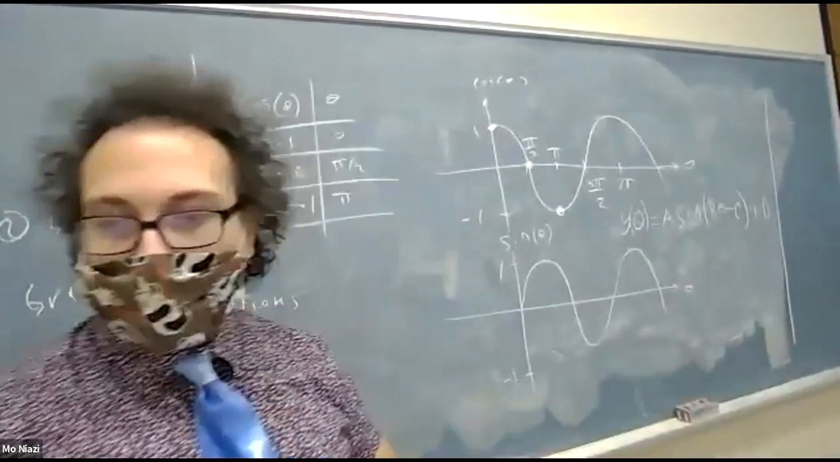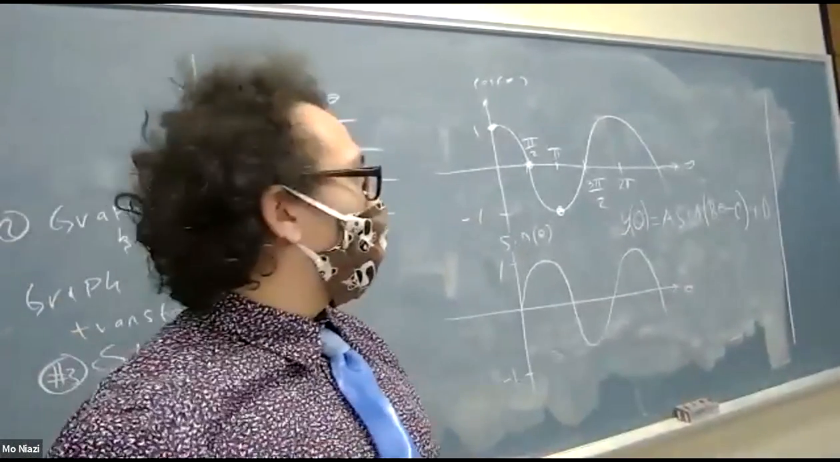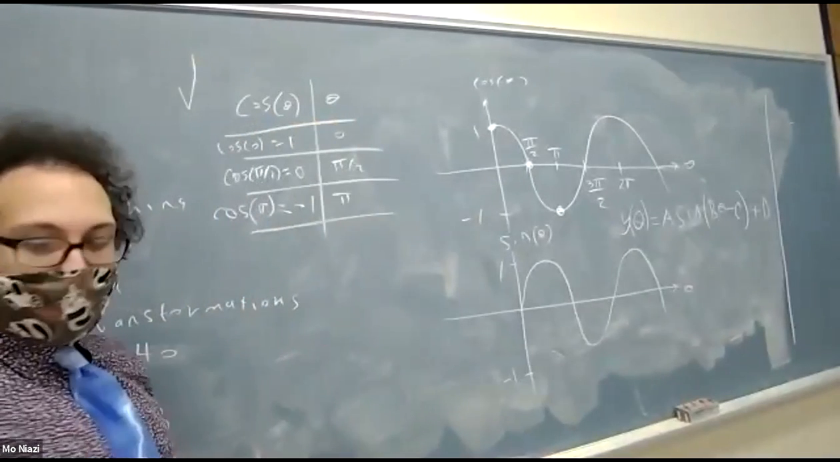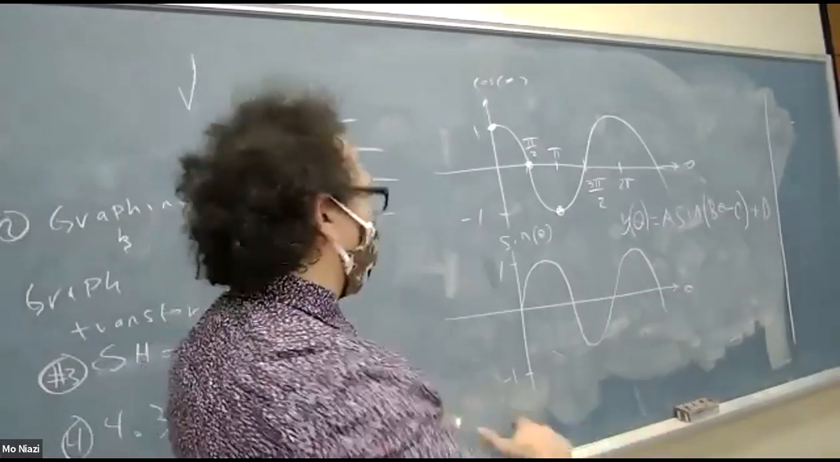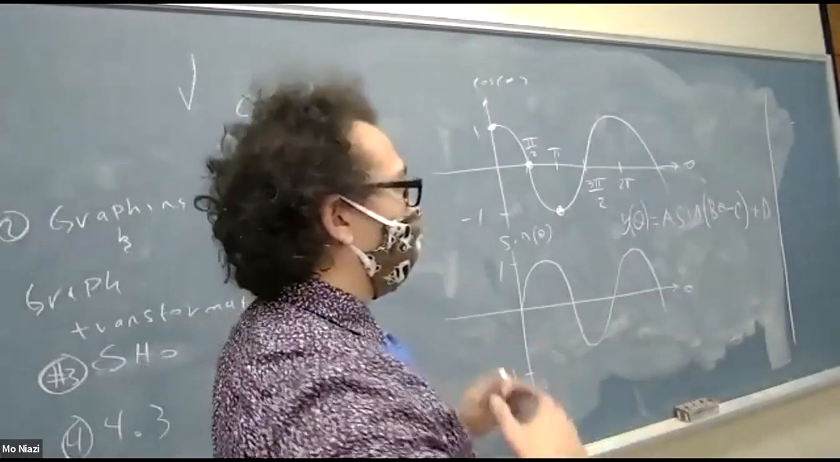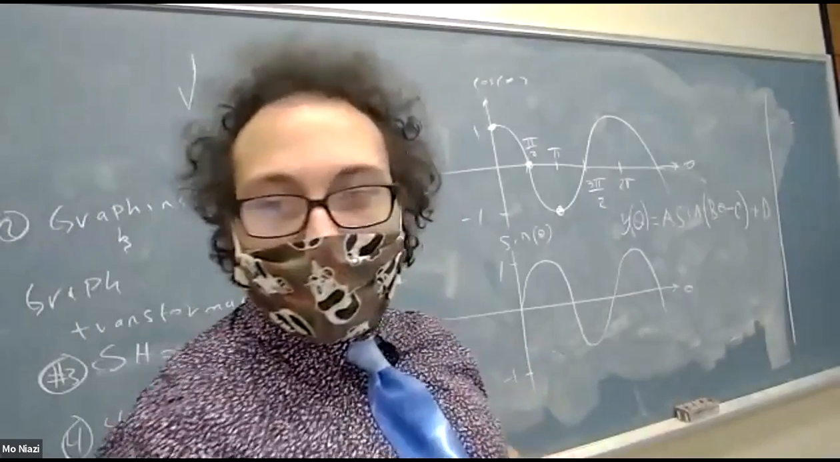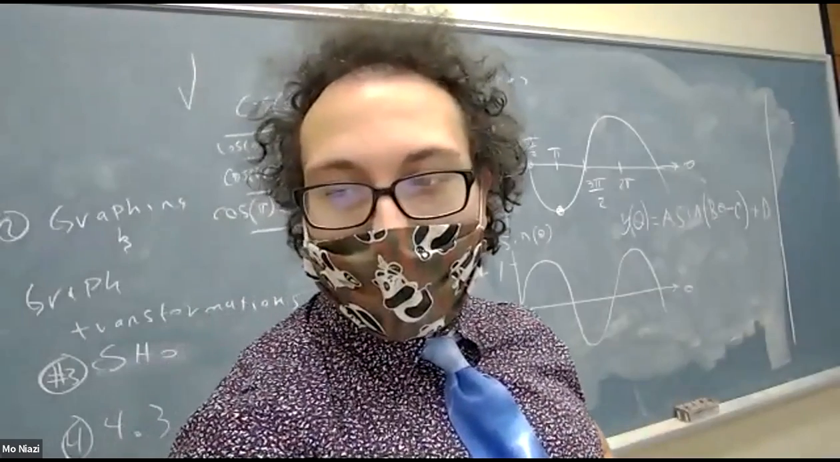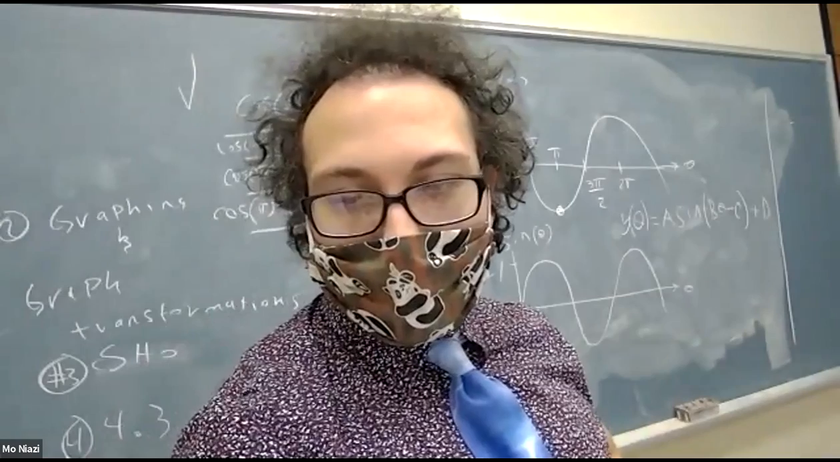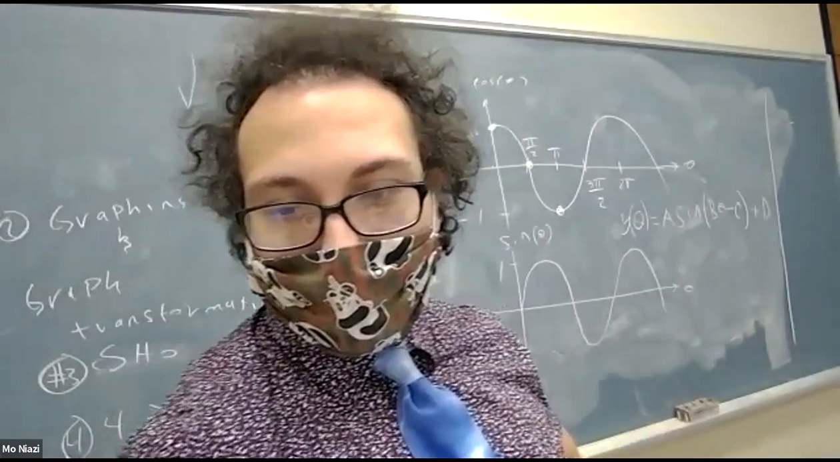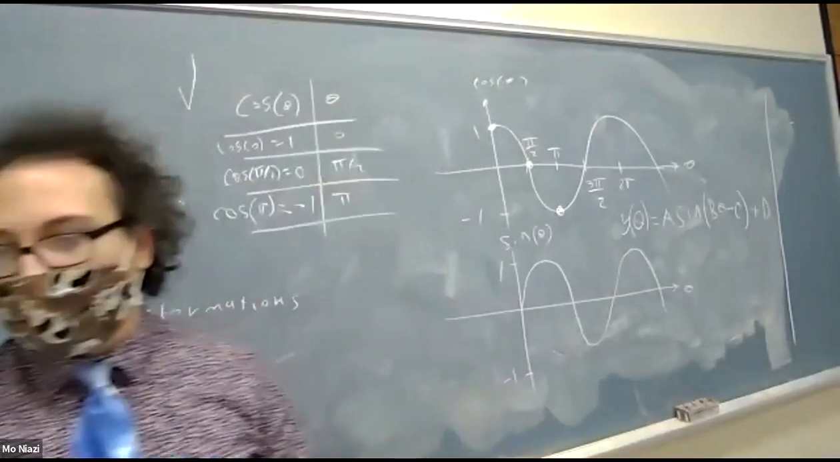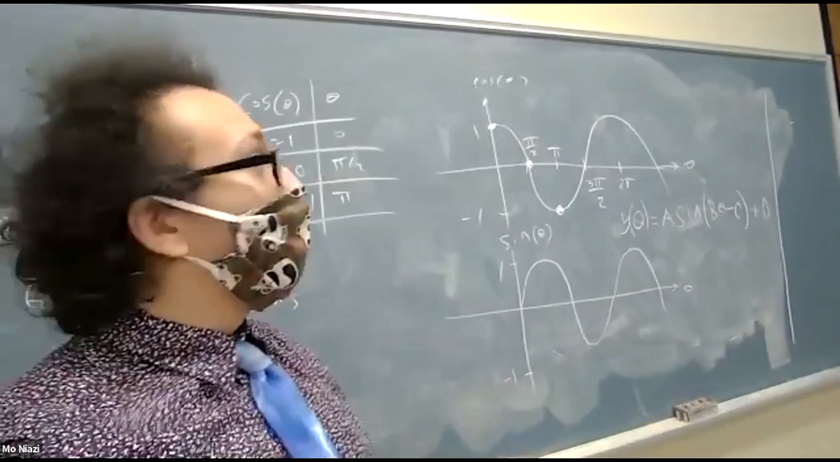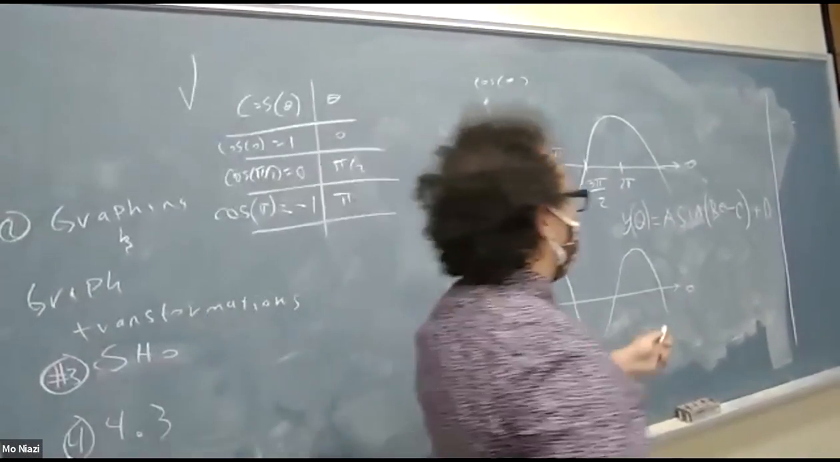Can you see that, Anthony? It just says y of theta is equal to a sine of (b theta minus c), close parenthesis, plus d. So can you see it? Yeah. Okay. So, what is this?